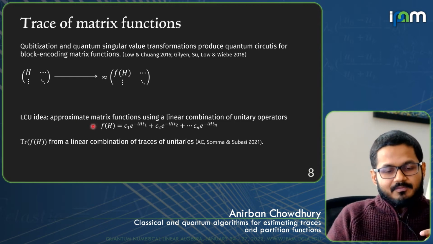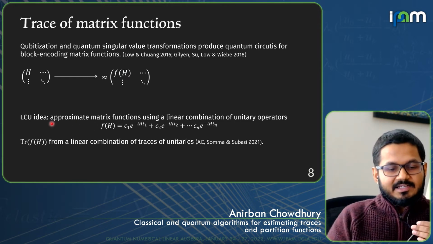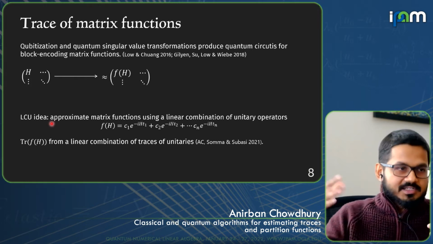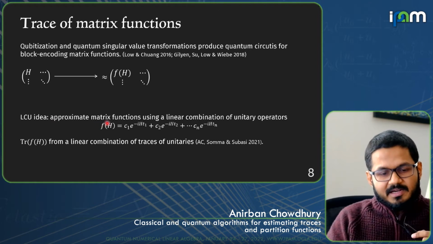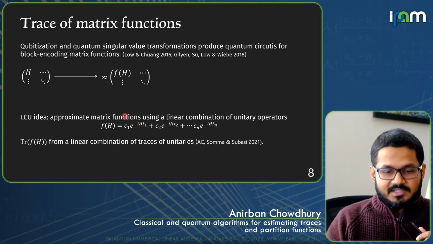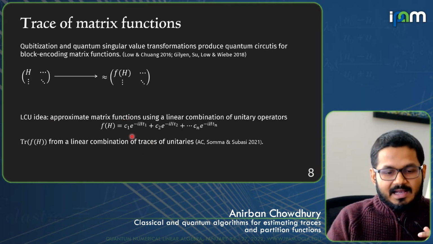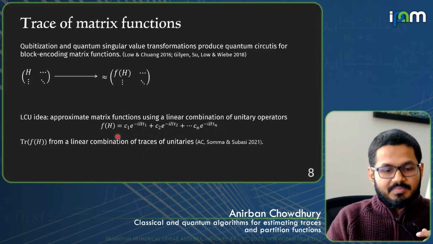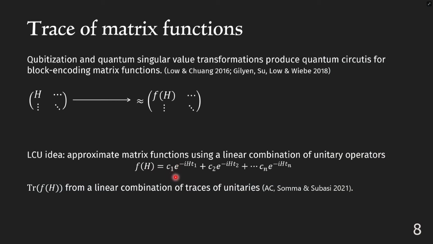I can also do something simpler, which uses this LCU idea, the linear combination of unitaries idea, which was a precursor to quantum signal processing. I can approximate matrix functions using a linear combination of unitary operators. In particular, I can think of a Fourier series approximation, and then use so-called Hamiltonian simulation to get an approximation to this f of H. So f of H is approximately a linear combination of Hamiltonian evolutions for different times. These are unitaries. Now, the trace of f of H is a linear combination of traces of different Hamiltonian evolutions. This is the kind of idea that we used in one of our papers to give an algorithm for estimating the partition function.